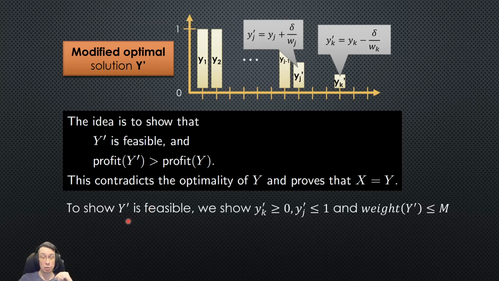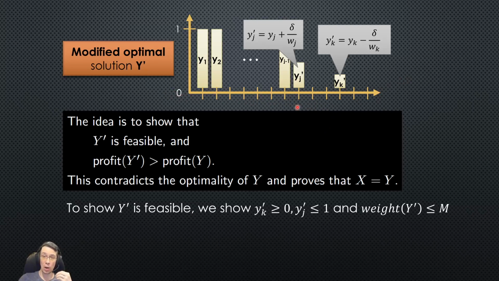So let's show that y prime is feasible and that the profit of y prime is greater than the profit of y. To show that y prime is feasible, we need to show that yk prime is greater than or equal to 0. So if you think about solution y, we assumed that solution y existed and was optimal. So all of y1 up to yn were between 0 and 1, and the weight of the original y was less than or equal to m.